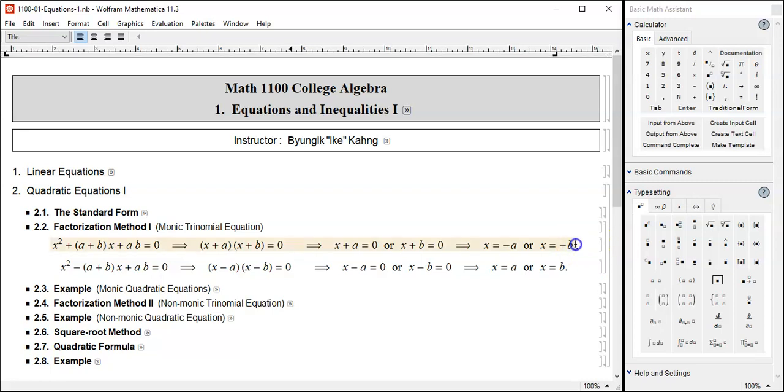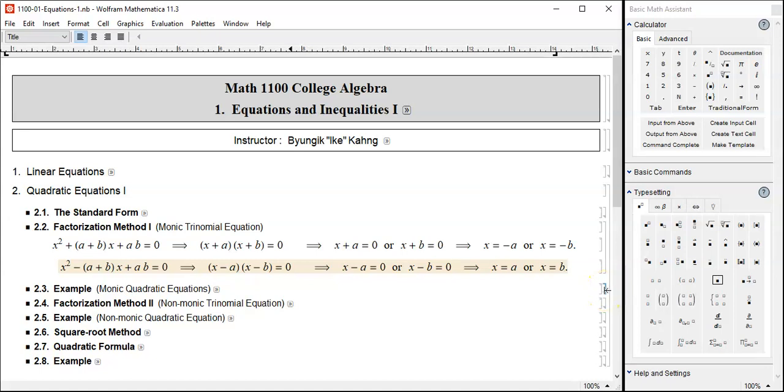Whenever you have a monic quadratic polynomial, by monic I mean the leading coefficient is 1, in that case, you can find factors of the constant term which add up to the middle coefficient, so that you can factor, and then the right-hand side is equal to 0. So first factor is equal to 0 or second factor is equal to 0. Therefore, we get solutions like this. And it works when we have subtractions as well.